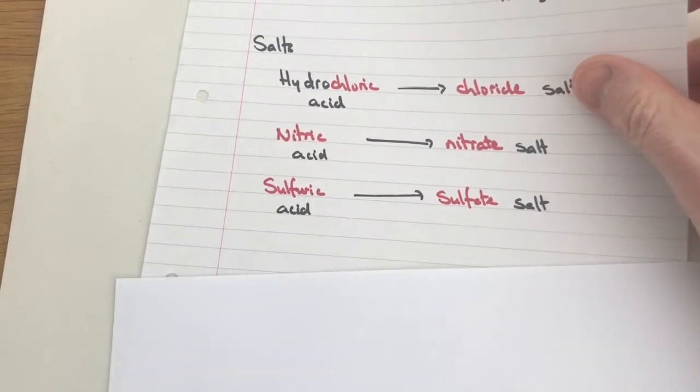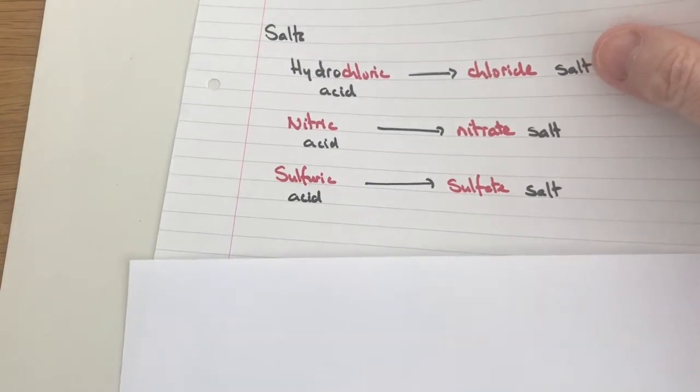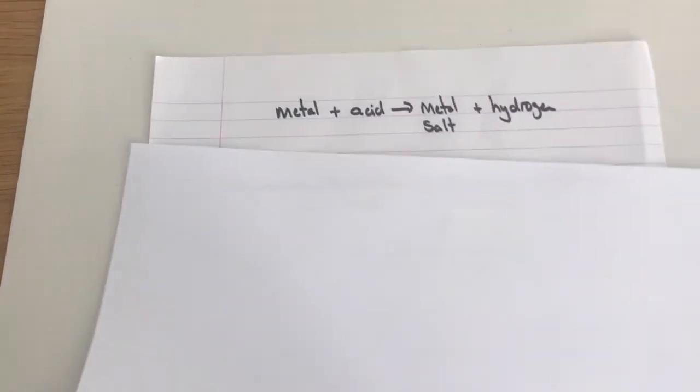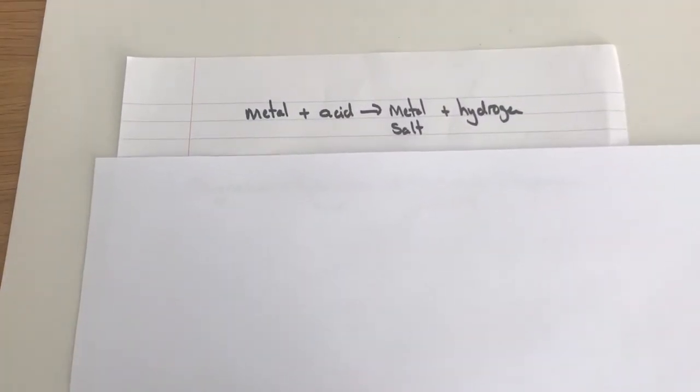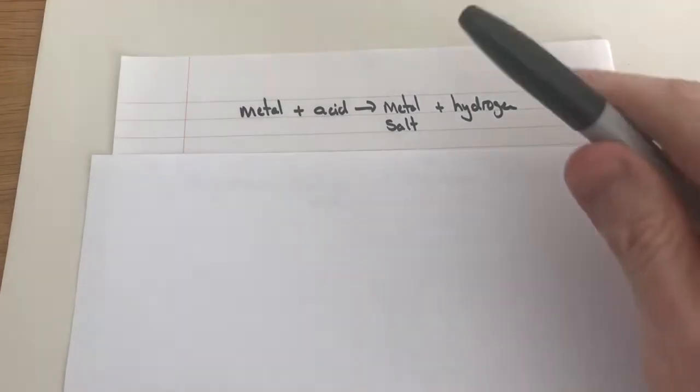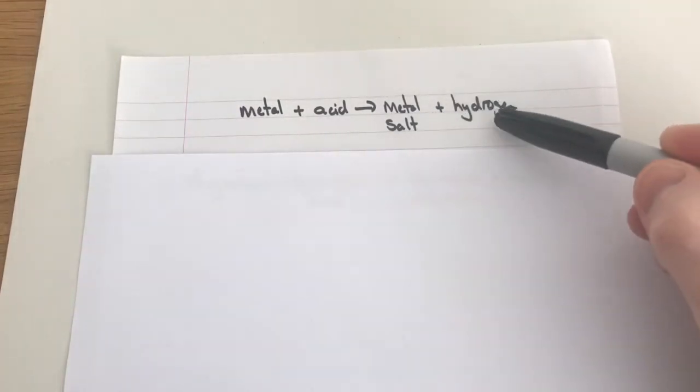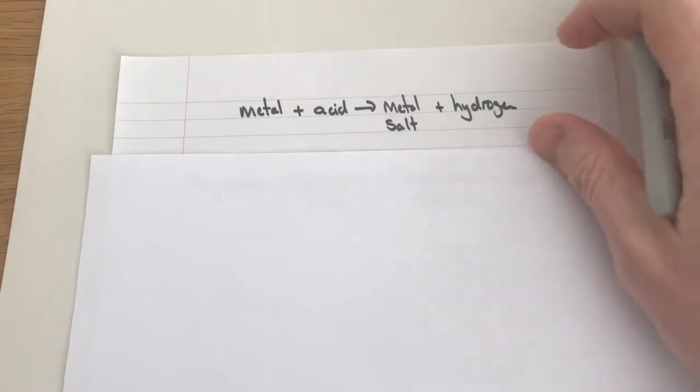So let's have a look then at what happens when a metal reacts with an acid, using this knowledge to help us understand this. And here's the general equation for that reaction. So metals react with acids, they make a metal salt and they release hydrogen gas as a product as well.